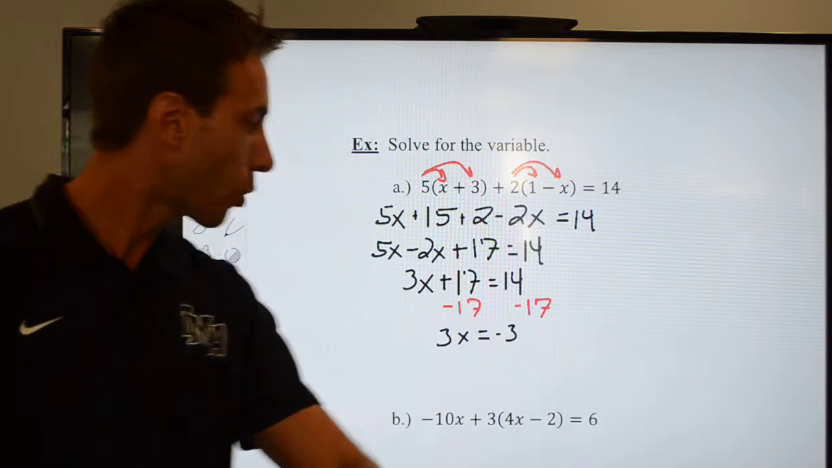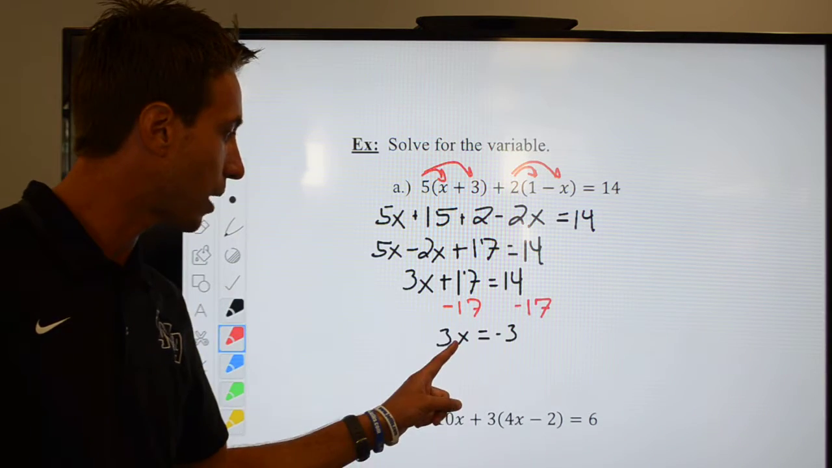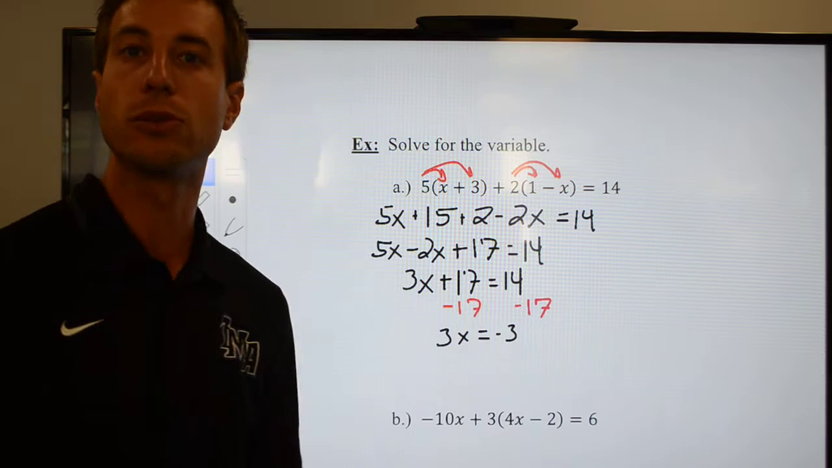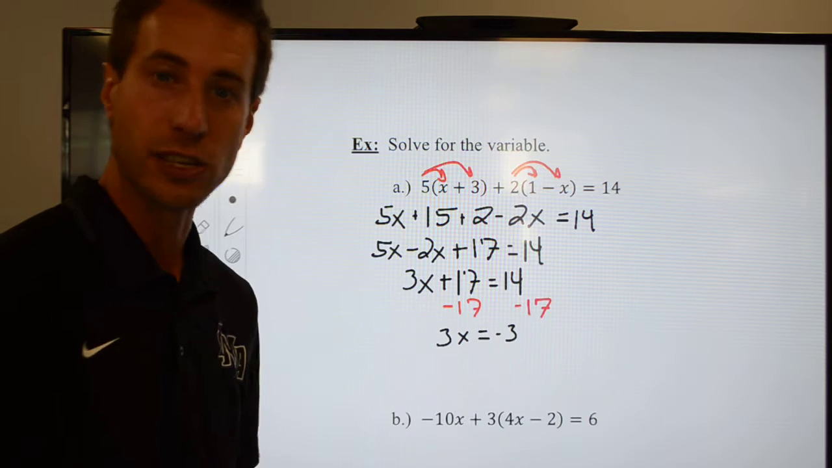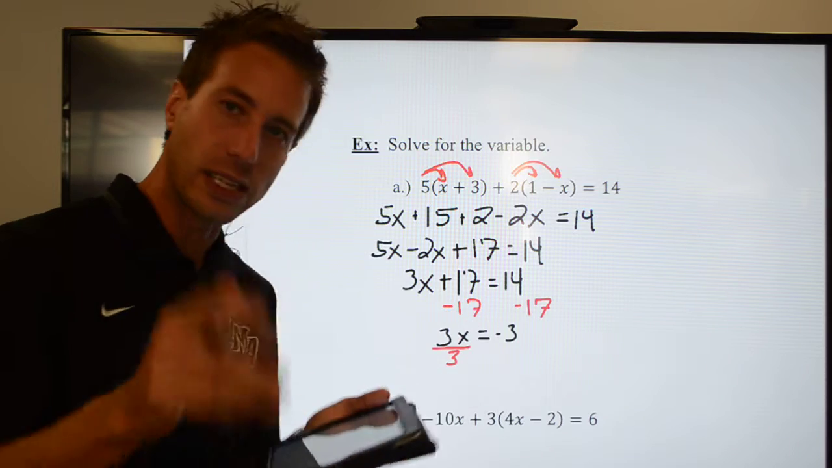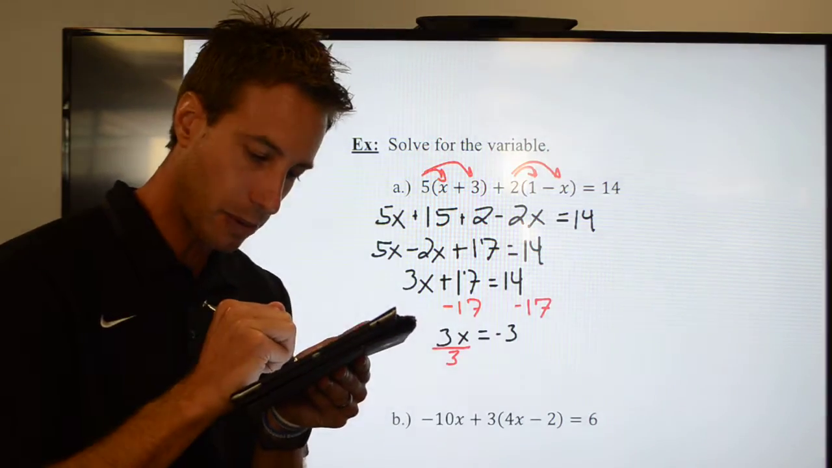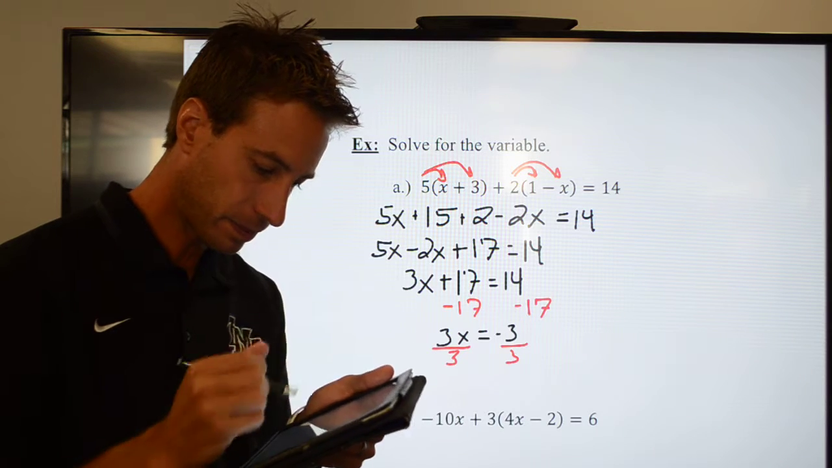Okay, well, now I'm not quite there yet. I still need to get that x by itself. I am multiplying the x by a 3. The only way to undo multiplication is division. So I'll divide by 3. The property of equality says whatever I do to one side, I must do to both sides. So we'll divide both sides by 3.